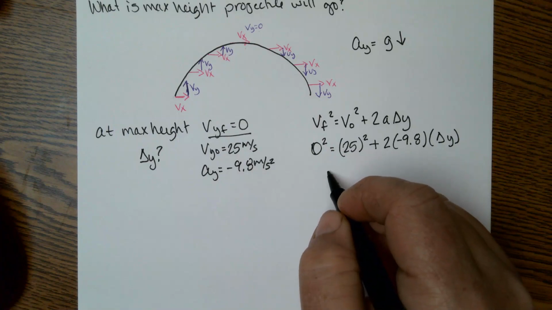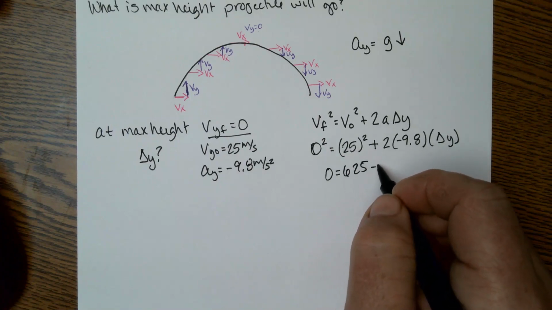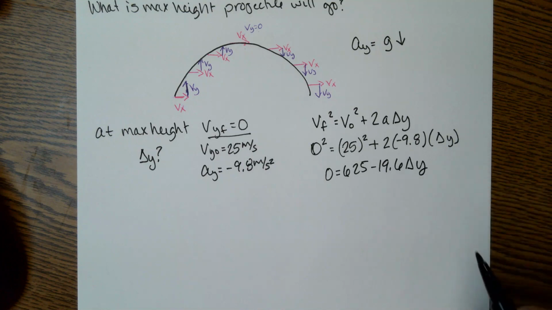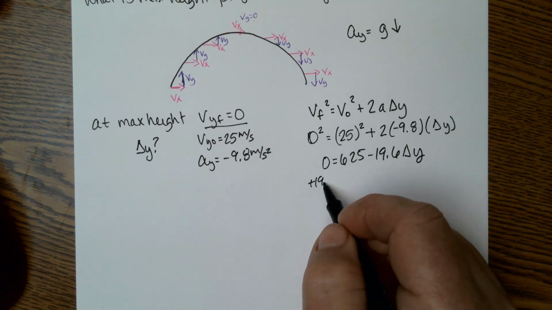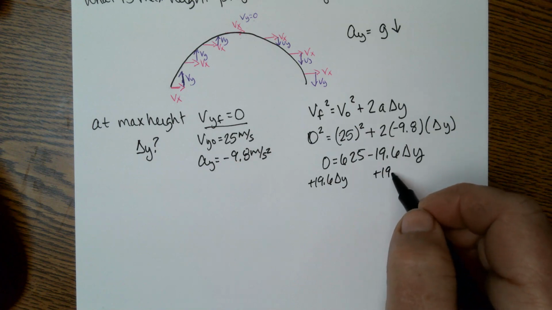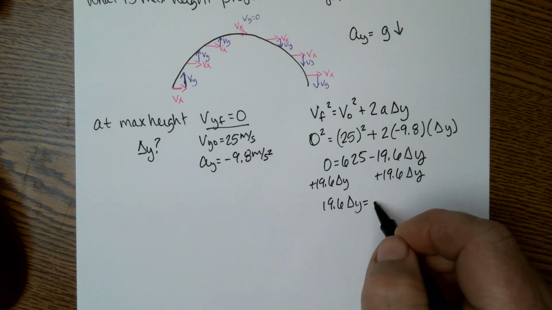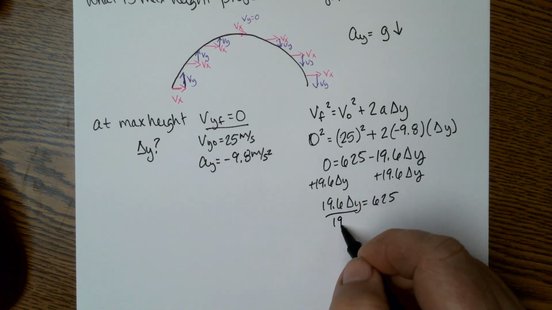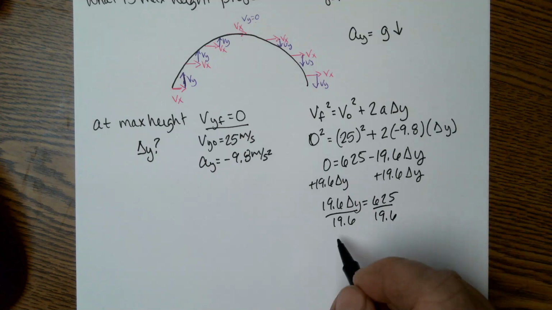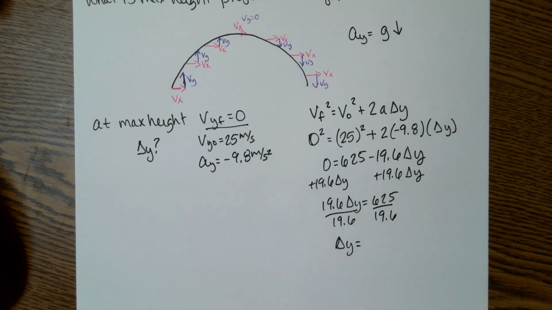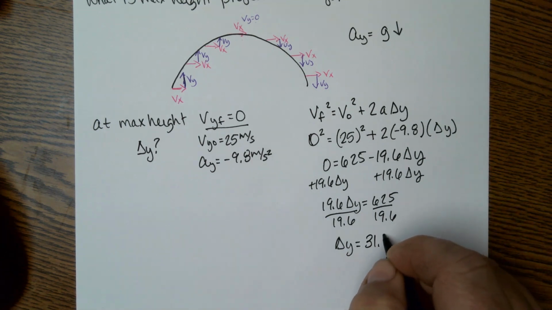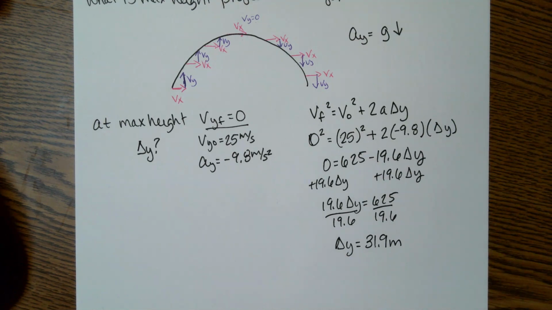So I get 0 is equal to 625 minus 19.6 delta y. I'm going to add that 19.6 delta y to both sides. I get 19.6 delta y is equal to 625. I divide by 19.6, and I find my delta y is, drum roll please, 31.9 meters. And so that's my max height of my projectile.